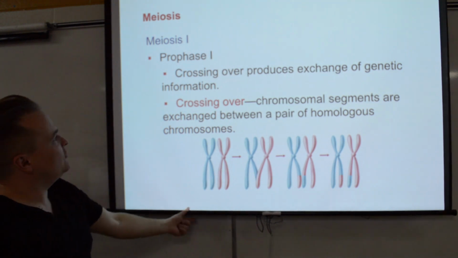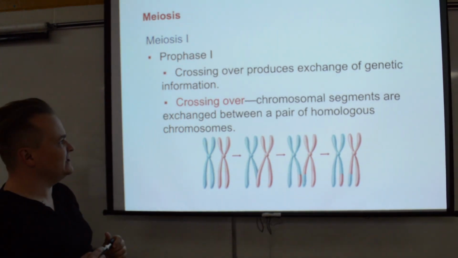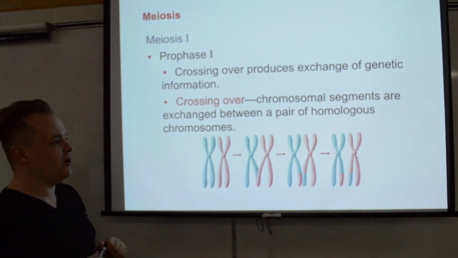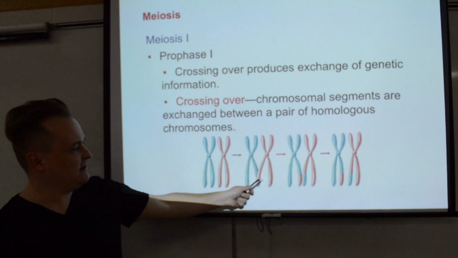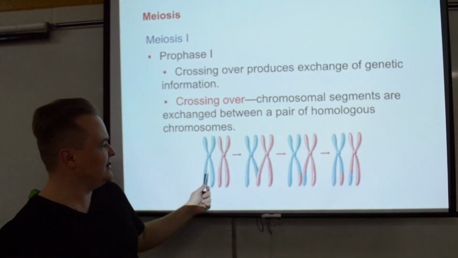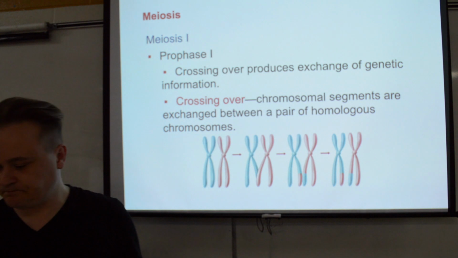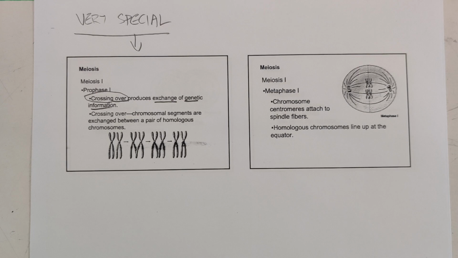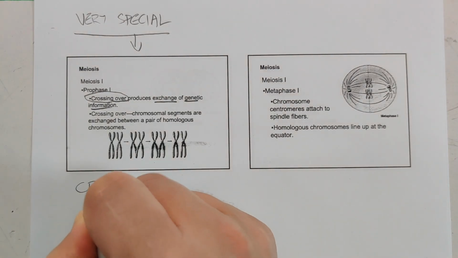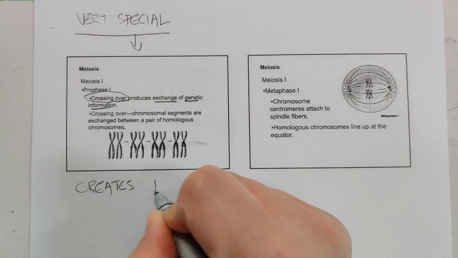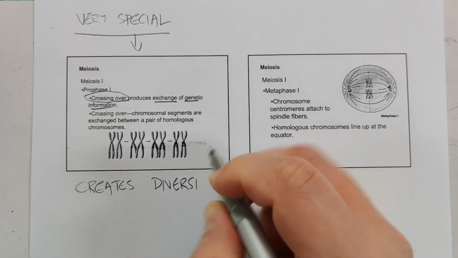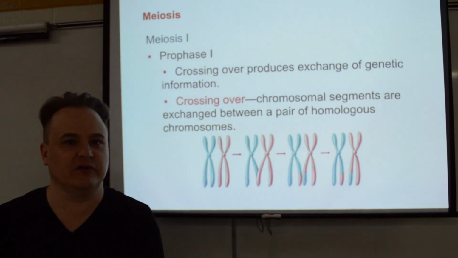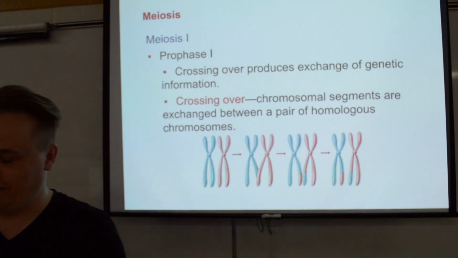All right. So crossing over produces an exchange of genetic information. In crossing over, chromosomal segments are exchanged between a pair of homologous chromosomes. So that just means that matching chromosomes from your mother and your dad change parts before they split up. All right. That is probably the most important thing. So I would say creates diversity. Now I'm not talking like, oh, diversity. I mean like genetic diversity, new combinations. Okay, let's be clear on that.